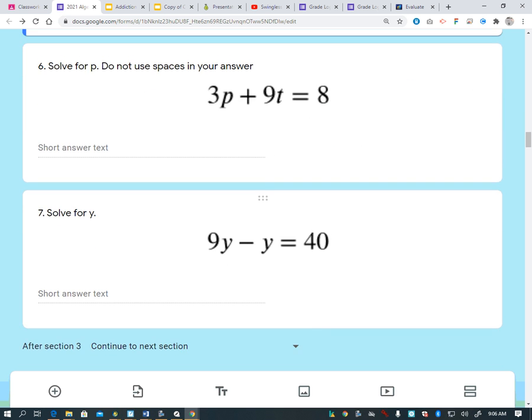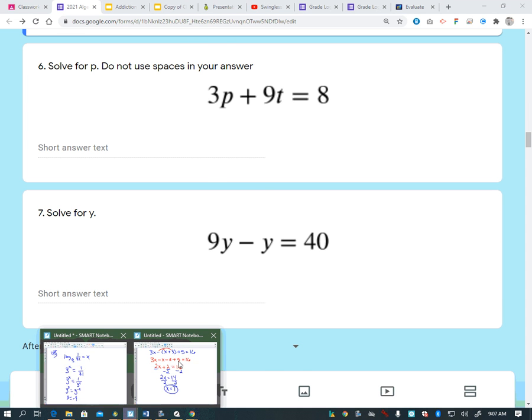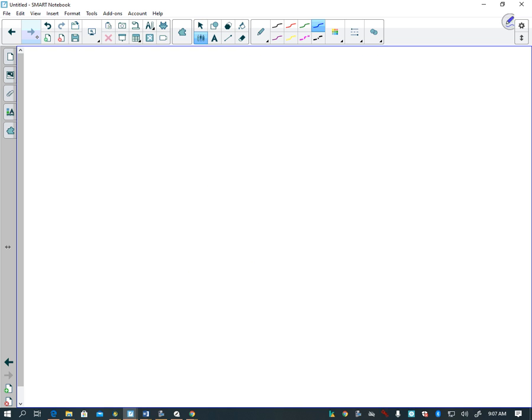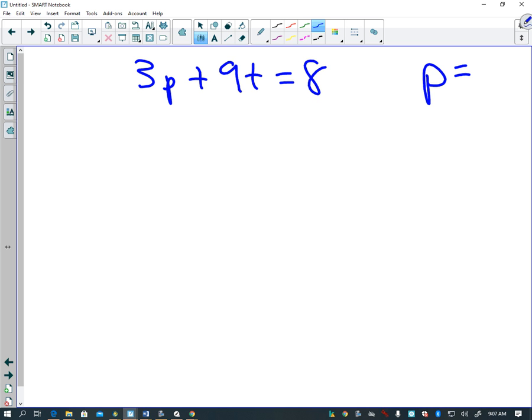Okay, now this question right here is still causing us a lot of problems when we have multiple variables in a question and it wants us to solve for only one of them. Okay, so 3p plus 9t equals 8, and we want to solve for p. All right, 3p plus 9t equals 8, solve for p. So we will want an answer that says p equals. Okay, good. Subtract 9t.